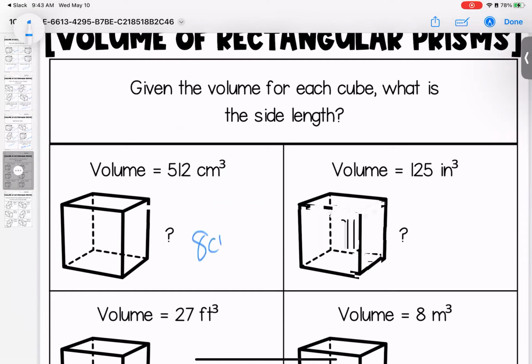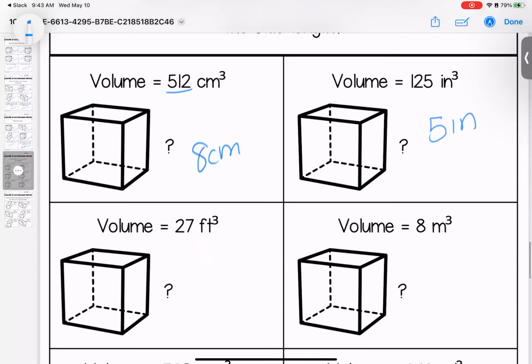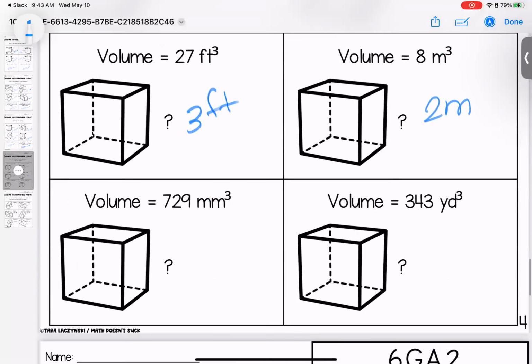Here it's going to be 8, because 8 times 8 times 8 gives me 512. This one is 5. This one is 3. 3 times 3 is 9. 9 times 3 is 27. This one is 2. This one is 9. And this one is 7. If you have trouble with this, that's okay. Just a little bit of a challenge stretch to see if you could problem solve and figure out what skills you had to help you solve those.